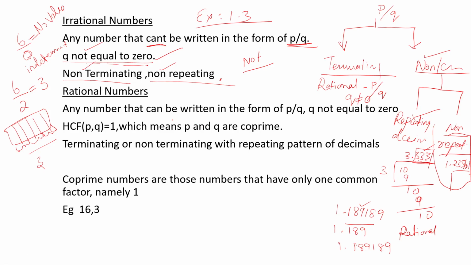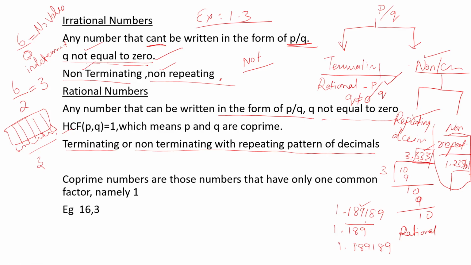Okay, so next one is rational numbers. Any number that can be written in the form of p by q and q not equal to 0 here also. So they are written in the form of p by q and q not equal to 0, then HCF of p and q is equal to, this I will explain again. Then terminating or non-terminating with a repeating pattern. This is what I told here. Terminating or non-terminating with repeating decimals. So this thing I have explained to you.